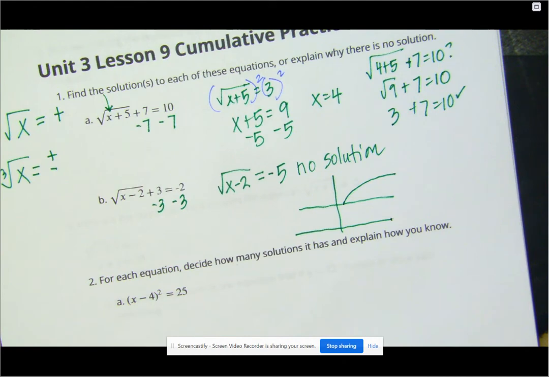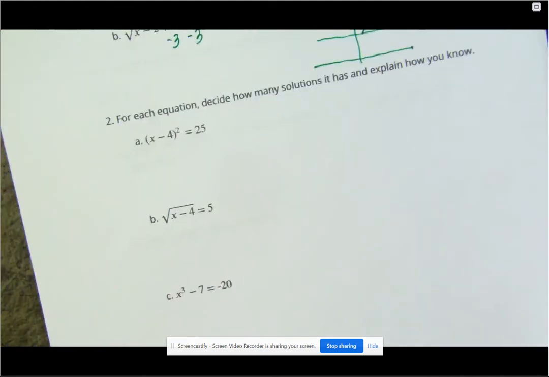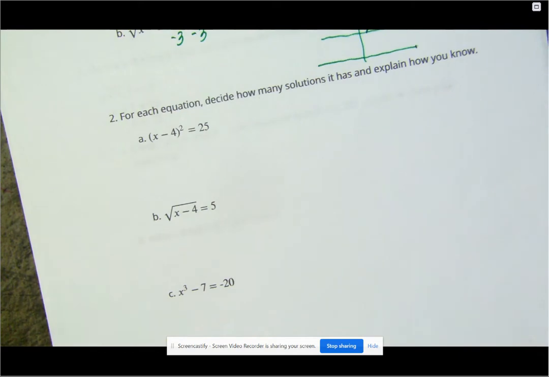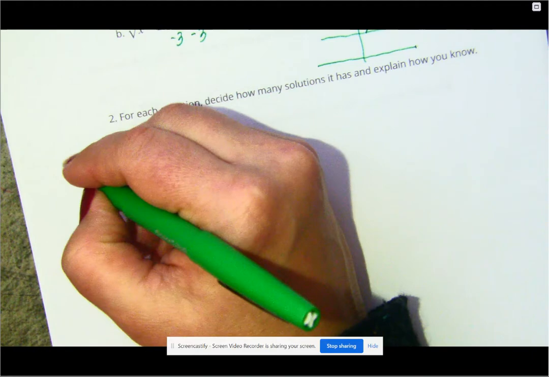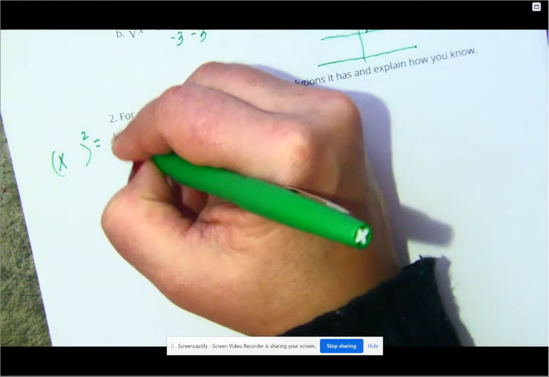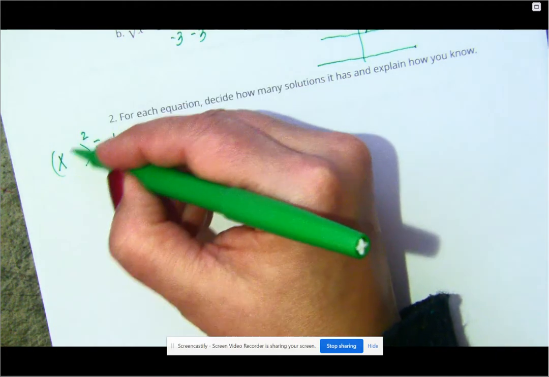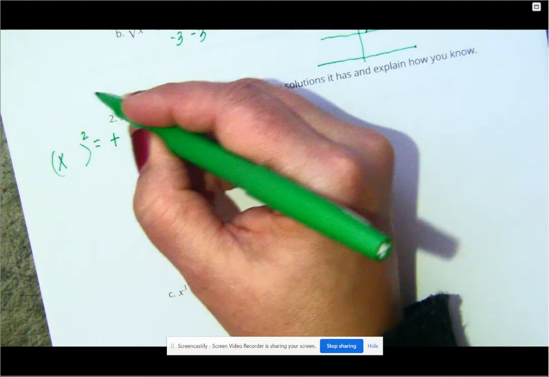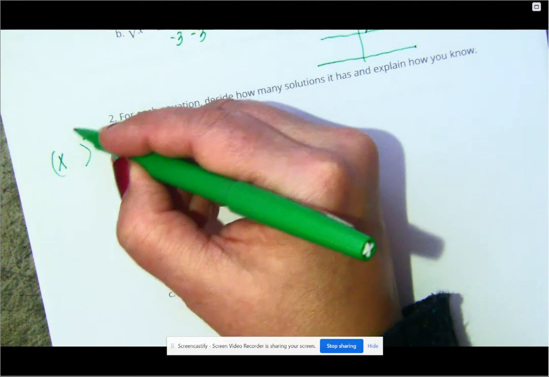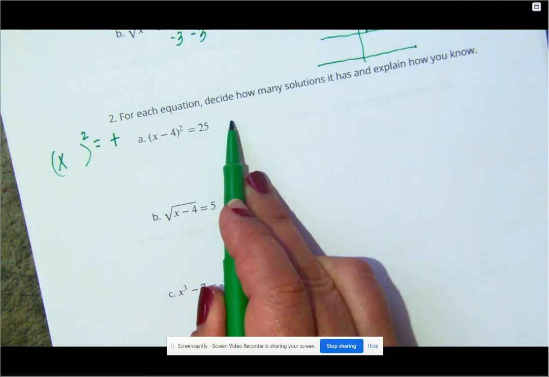All right, number 2. For each equation, decide how many solutions it has and explain how you know. So throughout the last couple of lessons, we've talked about if a problem is x squared equals a positive number, there's 2 possibilities. You have the positive number squared that can make this happen, and you have the negative answer squared that can make this happen. So I already know this problem has 2 solutions.